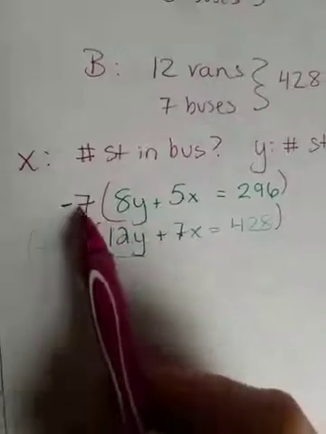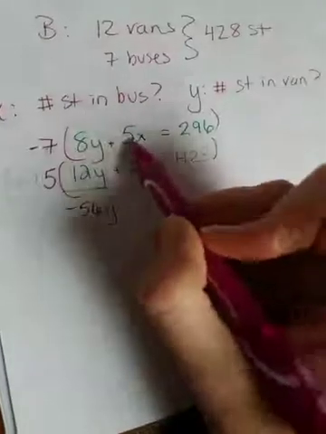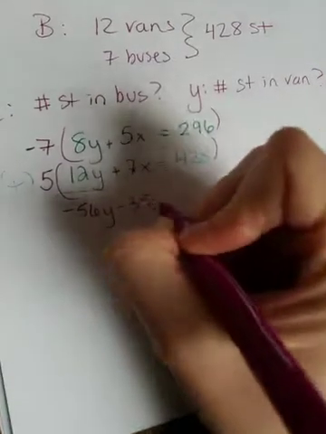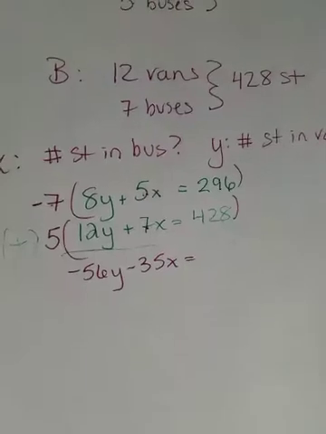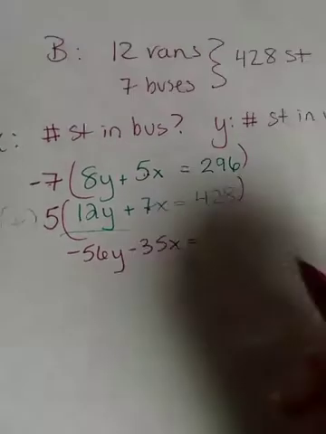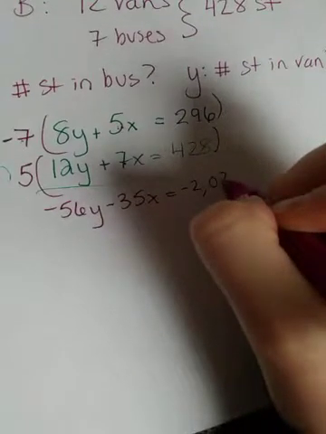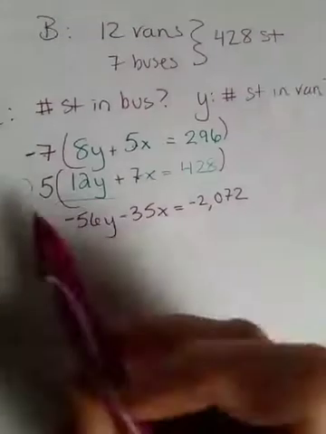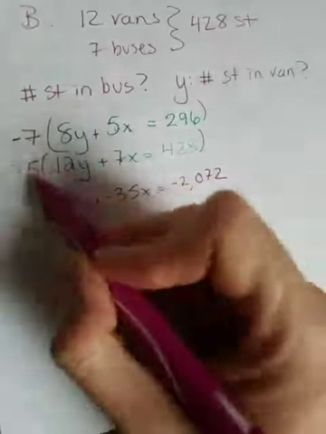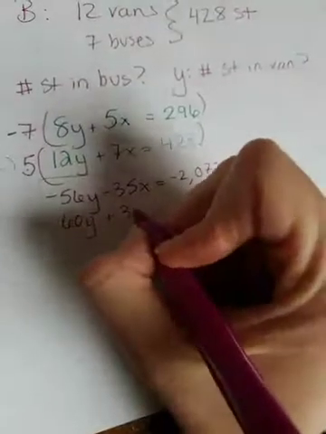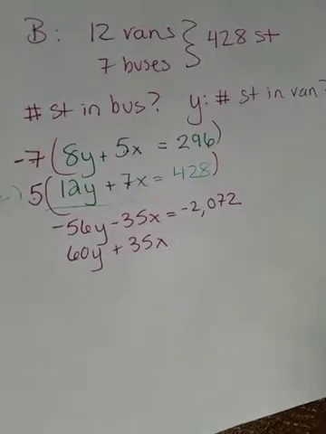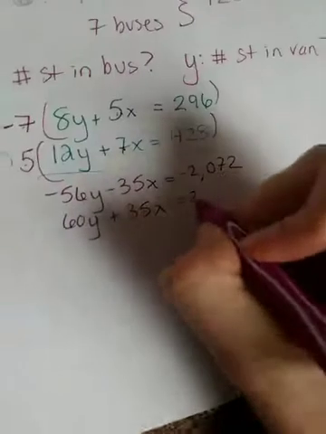So here I go. Negative 7 times 8y is negative 56y. Negative 7 times 5x is negative 35x. 296 times negative 7 is negative 2072. Go to the next equation. 5 times 12 is 60y. 5 times 7 is 35x. And 428 times 5 is 2,140. Remember, you're adding these together.